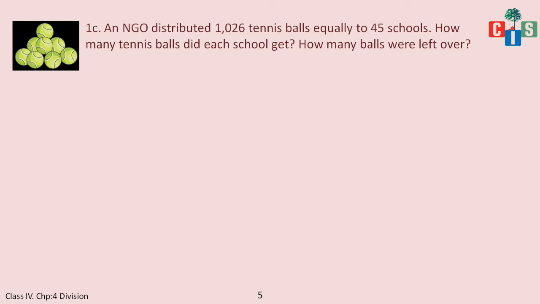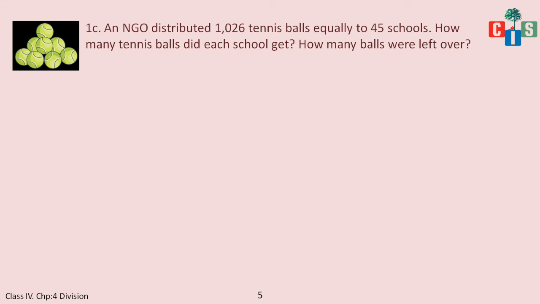Now moving on to the next example, that is an NGO distributed 1026 tennis balls equally to 45 schools. Okay. And how many tennis balls did each school get? You have to find out that. Now it's written how many balls are left over. So students, as it is written, how many balls are left over, I can say that in this sum I will have a certain remainder, because it is asked how many were left, so there will be a remainder.